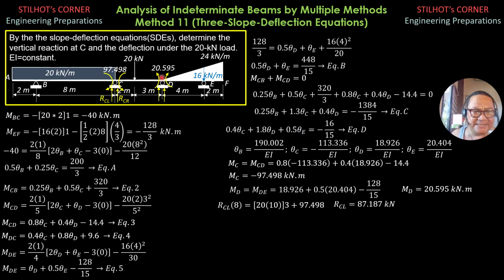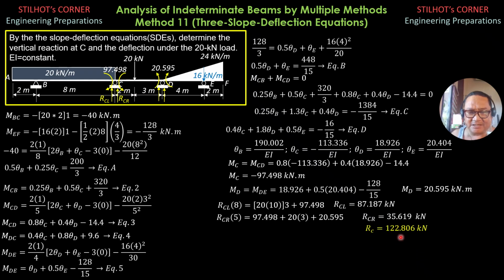Likewise, considering CD, summation moment about D equals 0, RC right times 5 equals 97.498 plus 20 times 3 plus 20.595. So RC right is equal to 35.619 kilonewtons. Adding the two values, then we'll get R sub C. 87.187 plus 35.619 is 122.806 kilonewtons.